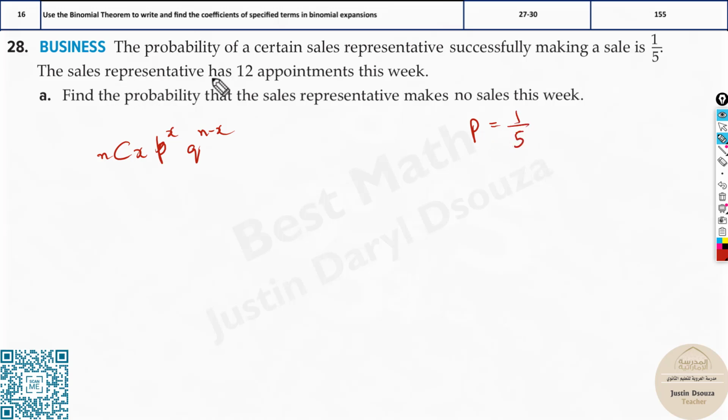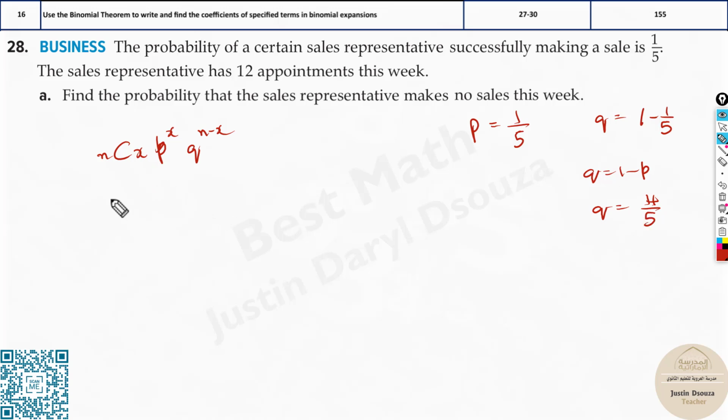And what about the Q value, not making a sale? If 1/5 is going to make a sale, 4/5 is not going to make a sale, isn't it? Now, how did you get that? It's very simple. It's 1 minus 1/5. Always, if you know the P value, Q will be just 1 minus the P value. So Q is equal to 1 minus P. That's 1 minus 1/5. You can put it in the calculator. You will get not 1/4, it's 4/5.